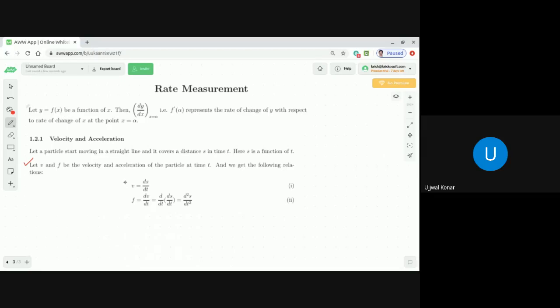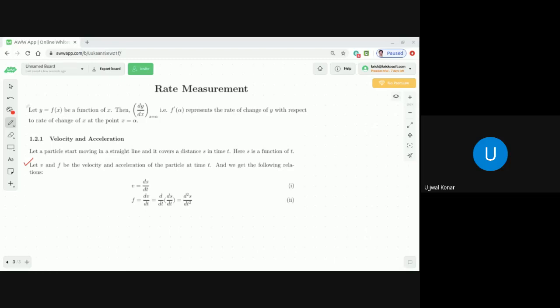v is equal to what? We know velocity is equal to ds/dt, right? And f is equal to dv/dt. dv/dt we can further write as d/dt of ds/dt. Eventually we get it as d2s/dt2. So this is one application of differential calculus, that is how to find the velocity and acceleration. Correct, dear students? Get it?